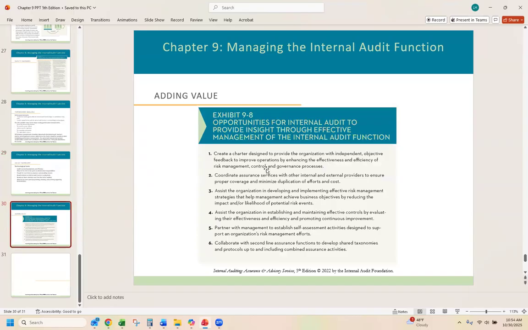And then I think these are ways that they can add value. You're welcome to pause and read that if you like, but we've talked about how internal audit adds value.